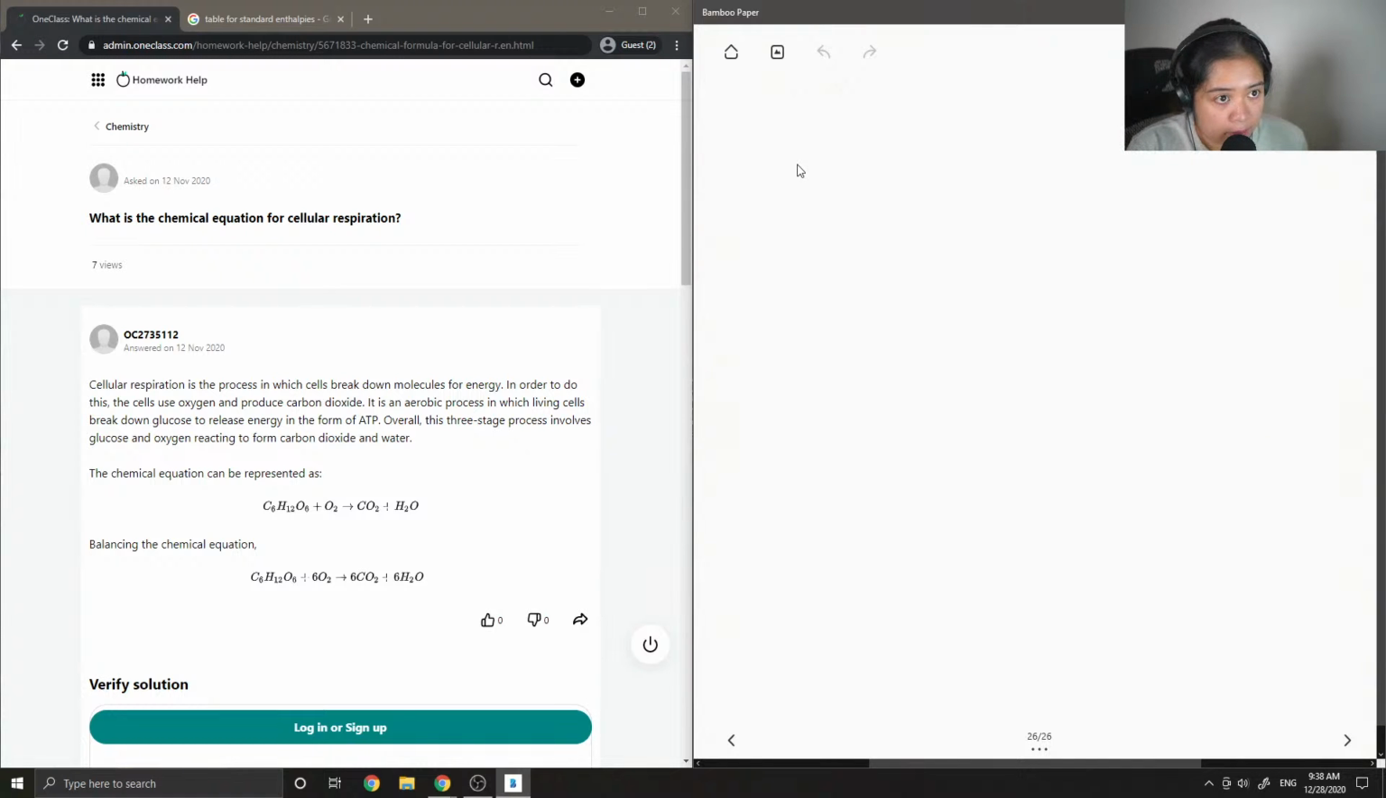Okay, so next we'll move on to question number 9. What is the chemical equation for cellular respiration? Okay, so briefly, glucose is reacted with oxygen to form carbon dioxide plus water.